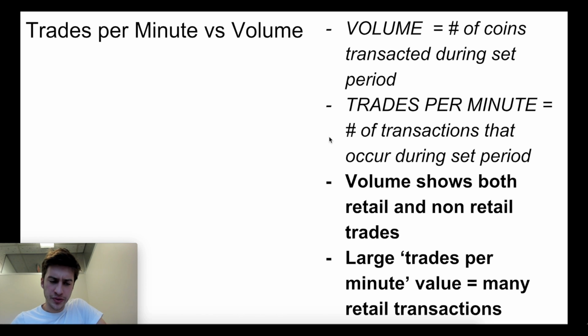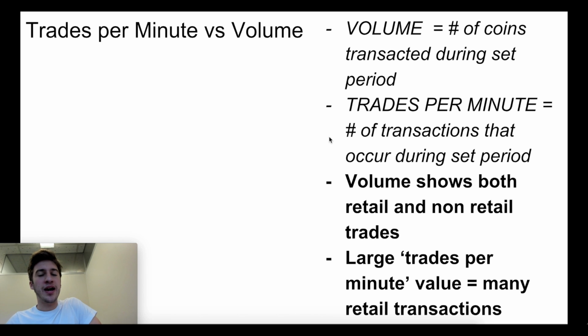Now, what does this tell us? Well, imagine that the trades per minute was 1. That means that one transaction occurred, likely between a very large trader who just traded 10 Bitcoin. Probably not a retail trader. Probably a bigger trader, or maybe an institution.